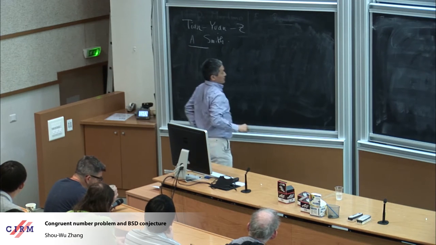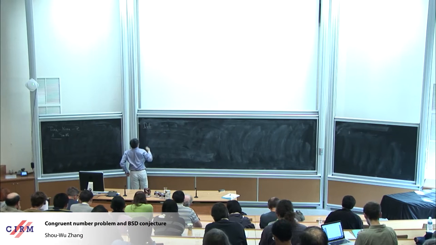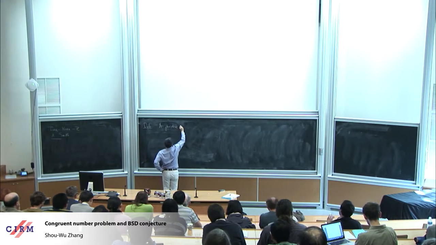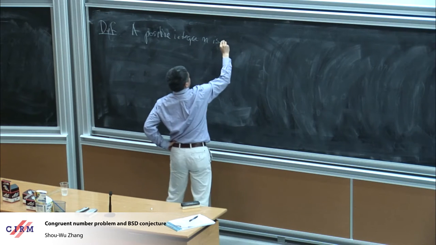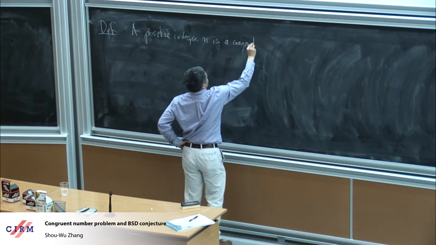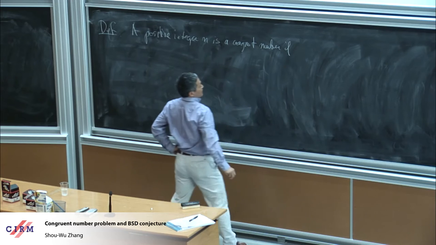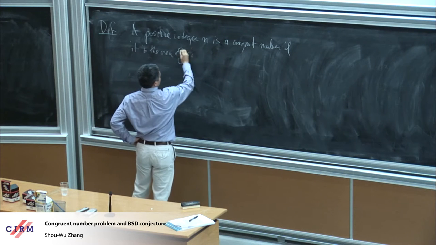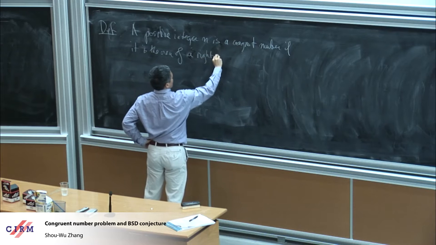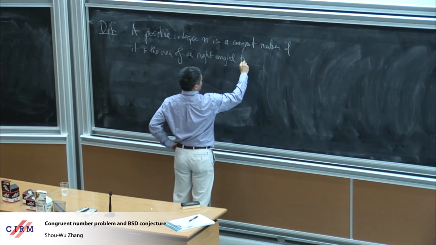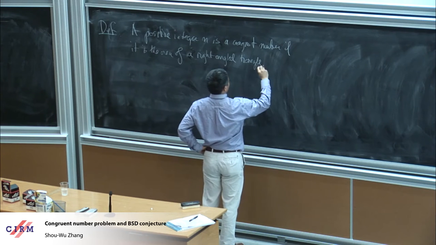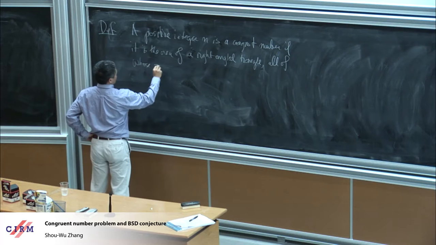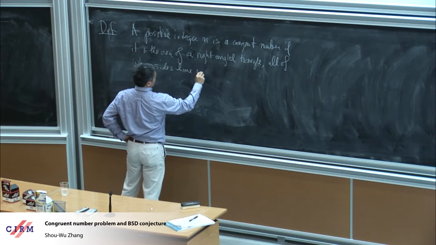So I will talk about the congruent number problem. Let me give a definition. I use a modern definition, not the original definition. A positive integer n is a congruent number if it is the area of a right angled triangle whose sides have rational length.